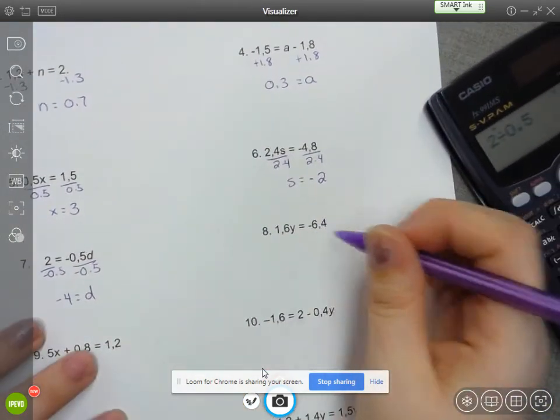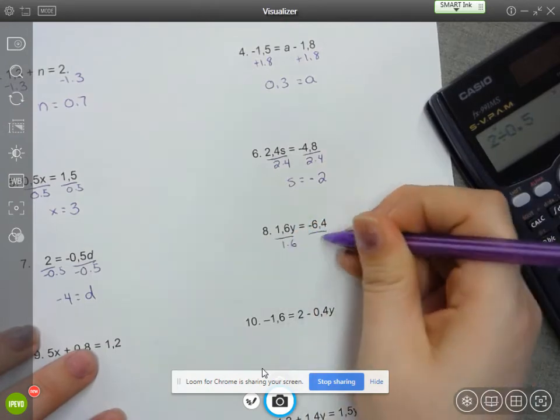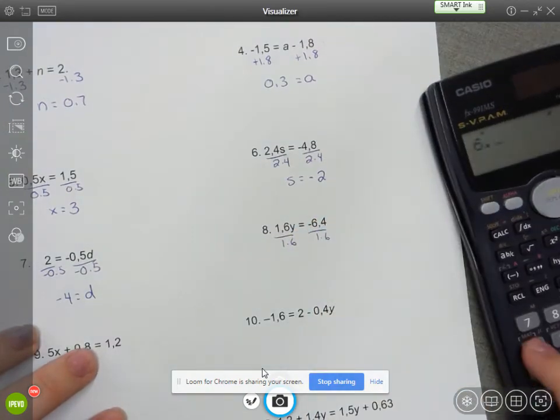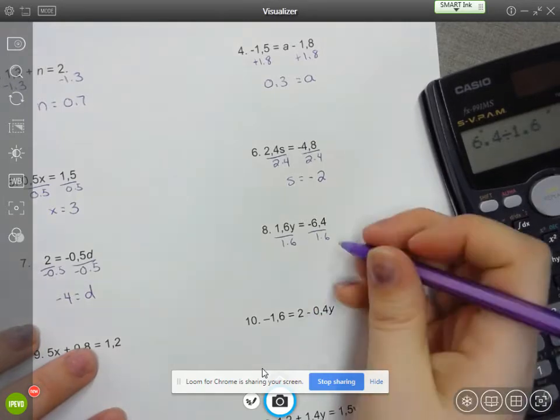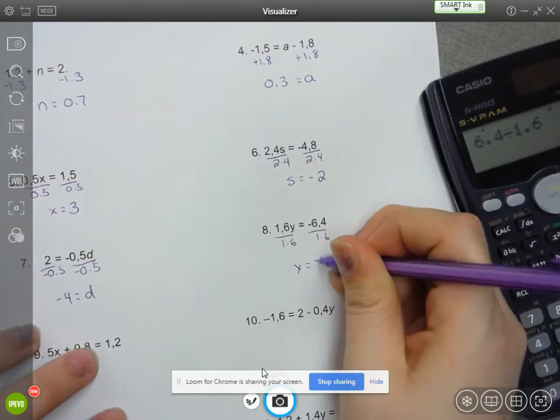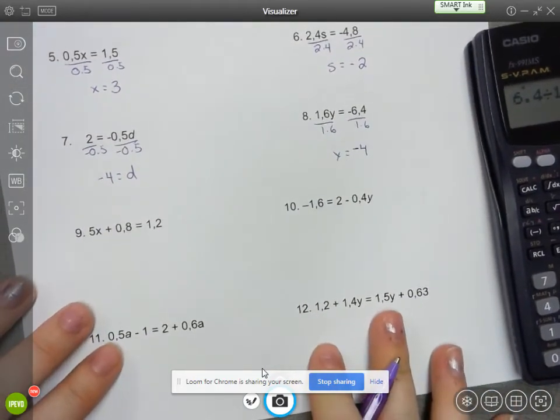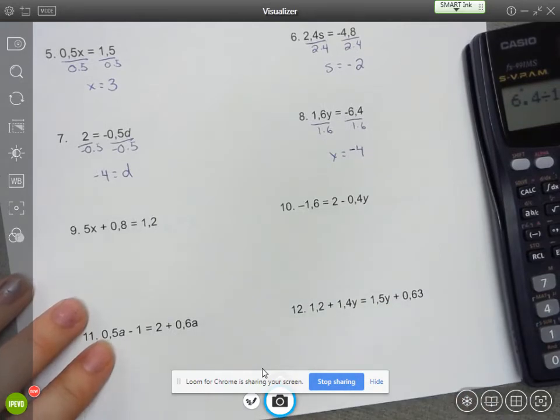Okay, and for 8, the opposite of multiplying by 1.6 is dividing by 1.6. So 6.4 divided by 1.6, again, is equal to 4. A negative and a positive is a negative. Okay, now we have a two-step equation. So we start with adding and subtracting first, and then we do multiplying and dividing.